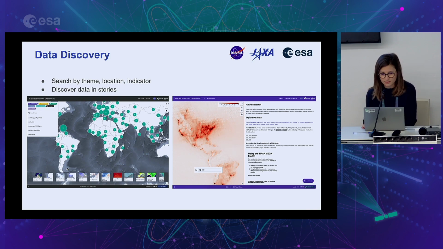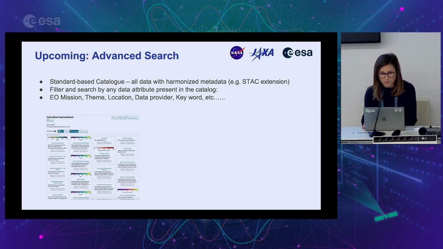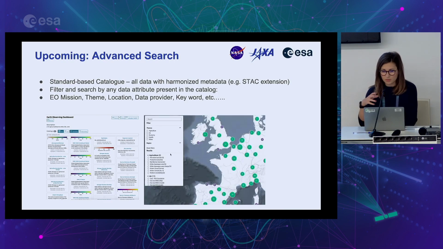So there's the data discovery aspect on the one hand. We're moving towards a more enhanced, let's say, data discovery. Now we're working to provide all the data sets as STAC. So working to have a STAC catalog, and this will enable us to discover data more easily, so filter by more terms, not just by a keyword, but also by the Earth observation mission that is contributing there, the theme, the location, and so forth.